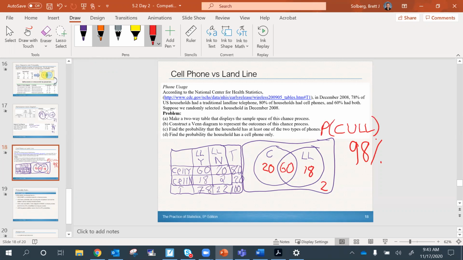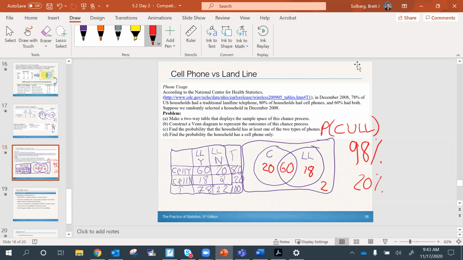Okay. Lastly, on part D, find the probability of the household has a cell phone only. Just shout it out, guys. What was the percent that was cell phone only? 20. Good job, Casey and Joseph. So 20%. So then that would be 20%.